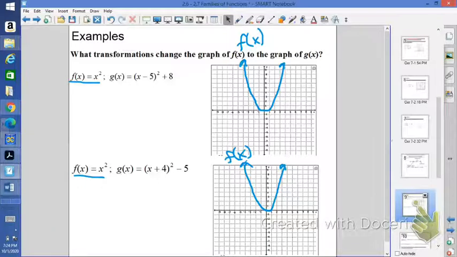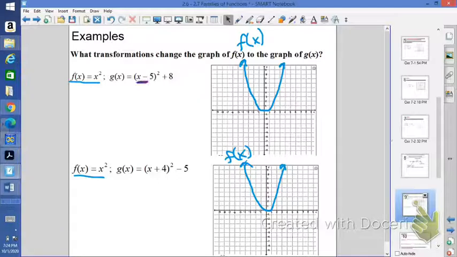Notice that I've already graphed f of x. That is the quadratic parent function, and the vertex is at the origin there. Now what we need to do is graph g of x and describe what transformations change the graph of f of x to the graph of g of x.